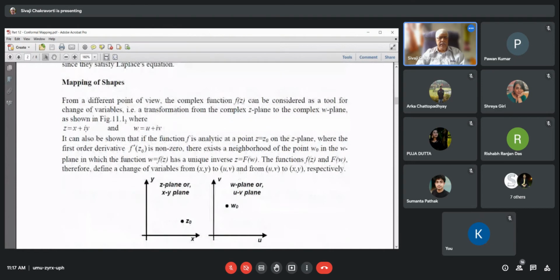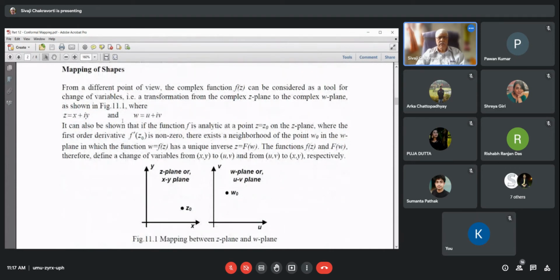Now, how are we mapping? This is our second point, the mapping of shapes. Now, if I ask you that if I write z equals x plus iy, what do you really get? Say I am giving you the x coordinate and y coordinate. This is nothing but the x coordinate and y coordinate. z equals x plus iy. Then, if you plot it with x and y axis, this z equals x plus iy is nothing but one particular point, which is shown at the bottom.